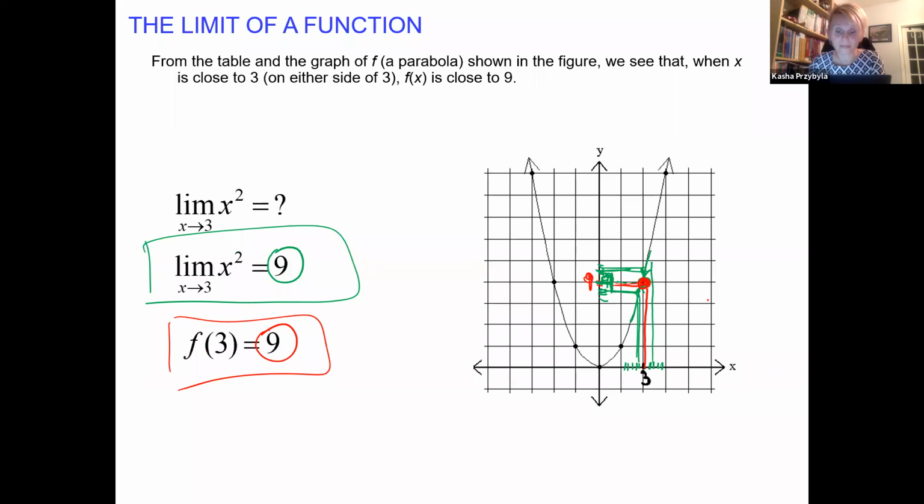And we remember I was telling you that this green 9 and the red 9 are a little bit different. The red is exactly the value. 9 is the limit. The function is approaching that number.